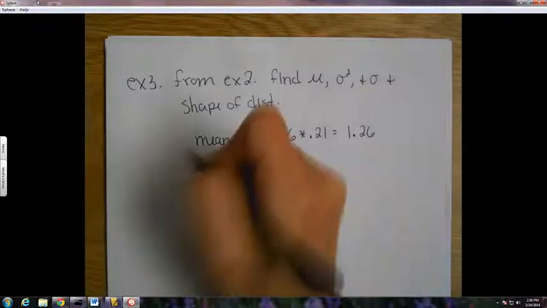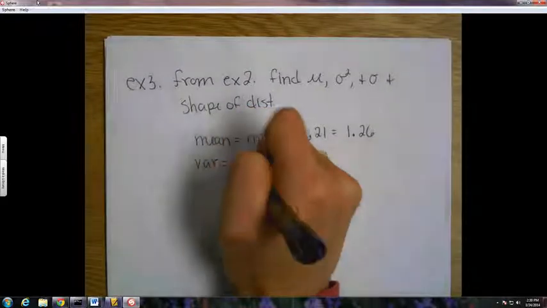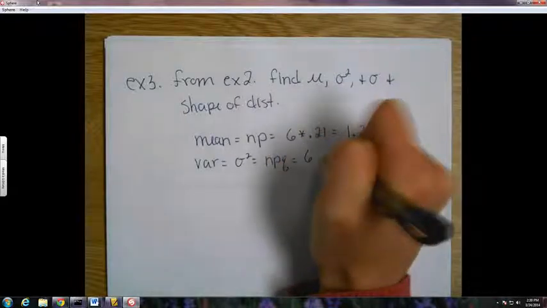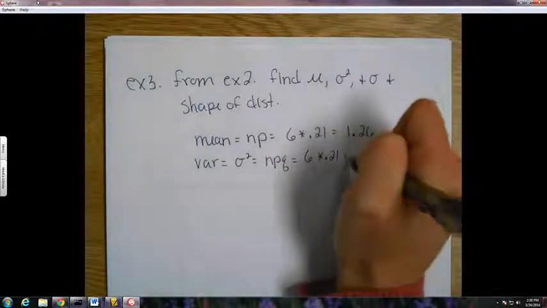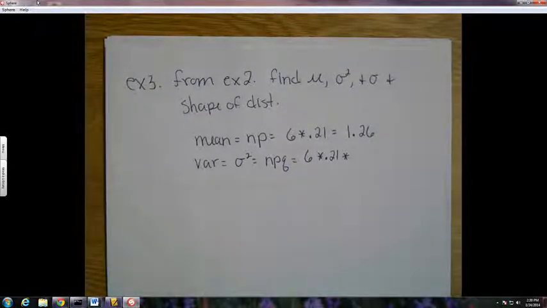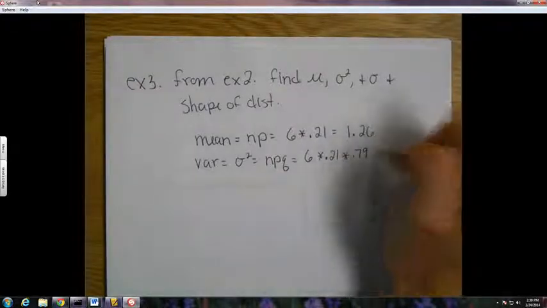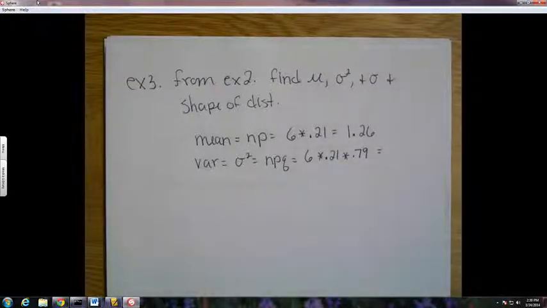Okay. Variance is n times p times q. N is still 6. P is still 0.21. What was q again? The probability of a failure. If it's 21% success, that means 79% failure. They have to add up to 100%, because you either succeed or you fail altogether. So 79. That does not make 1 either. A lot of the confusion there: when you add, you get 1, but not when you multiply.